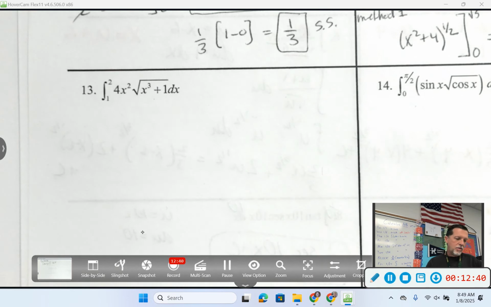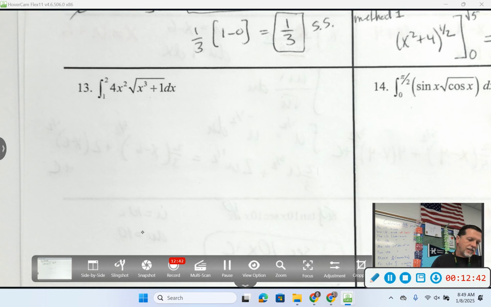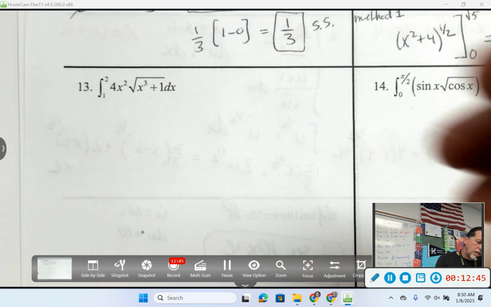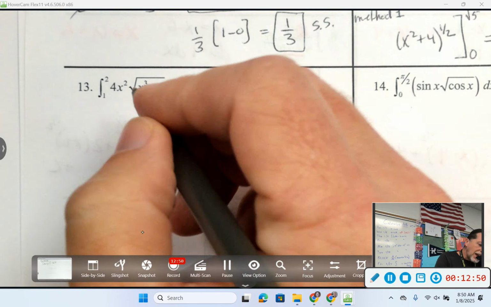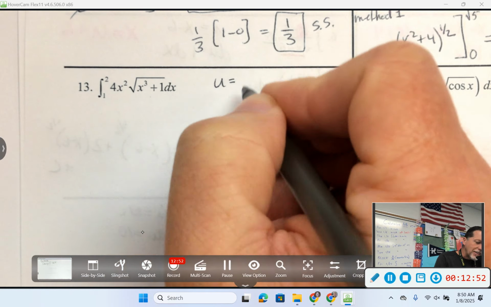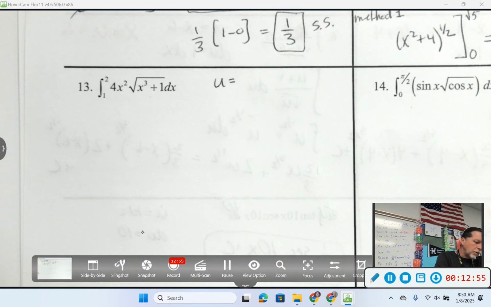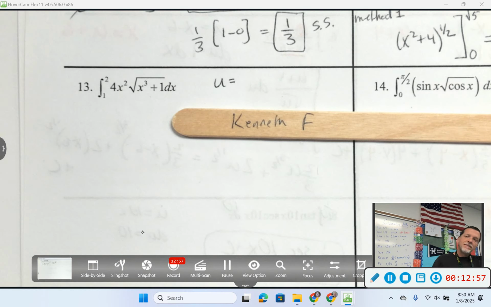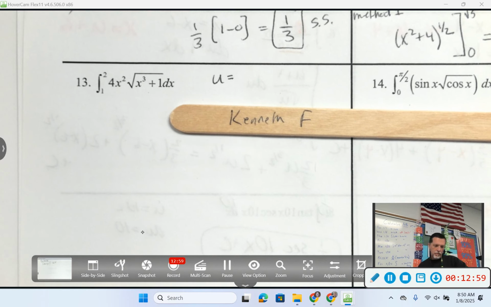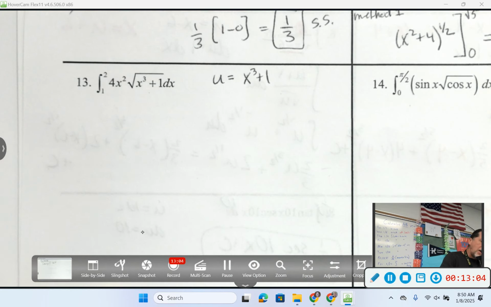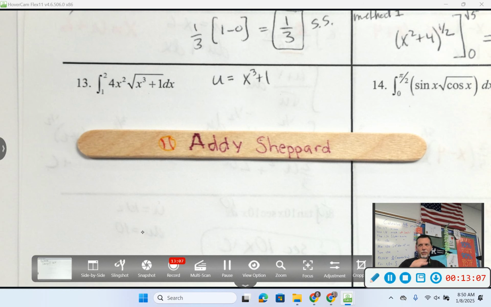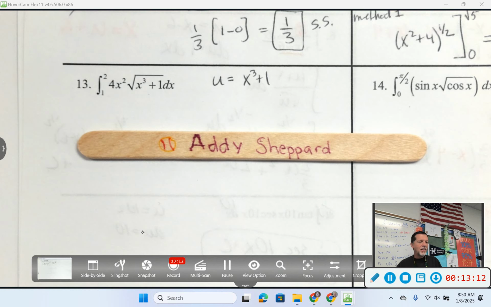All right, 13. I think I'm peeking ahead. I don't like that 4 there. I don't think that's going to work. Kenneth, what do you want for u? For 13. Good. I say good. We don't really know that it's good until we sort of finish the whole process and have everything work out, and then we'll know that it's good. Addie, what's du then?